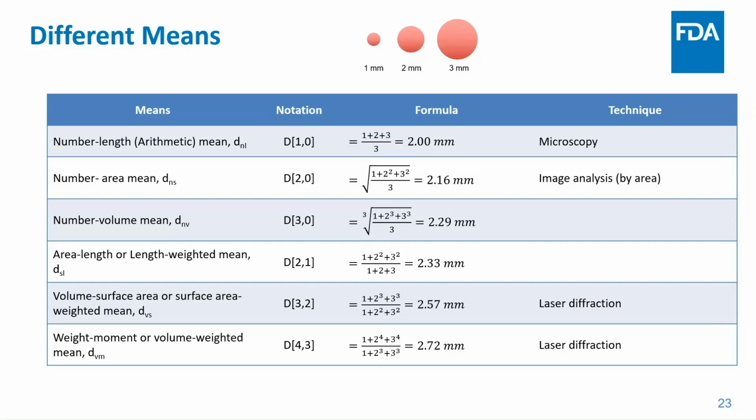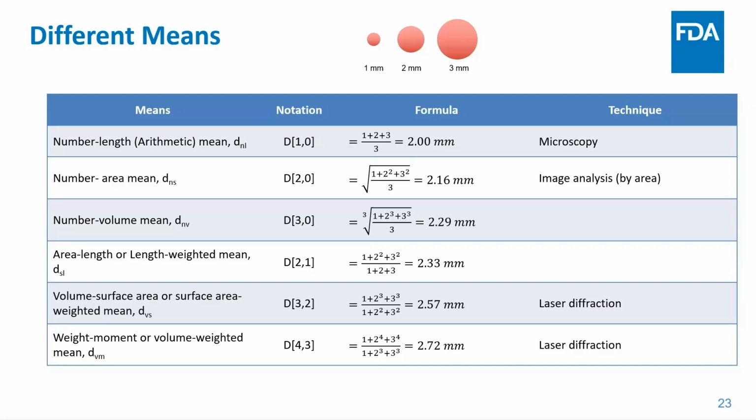The first one, on the first row, is the number-length or arithmetic mean. Notation-wise, this is D[1,0]. How do we calculate this? We take the diameters, add them together, and divide by the three particles, and we get a perfect 2 millimeters. This is an arithmetic mean, easy to calculate. The second way to calculate a mean is by taking the area. Let's say we know the surface area is related to R squared. So in the numerator we take 1 squared plus 2 squared plus 3 squared, divide by 3 particles, and then take the square root. Now we calculate the number-area mean as 2.16 millimeters.